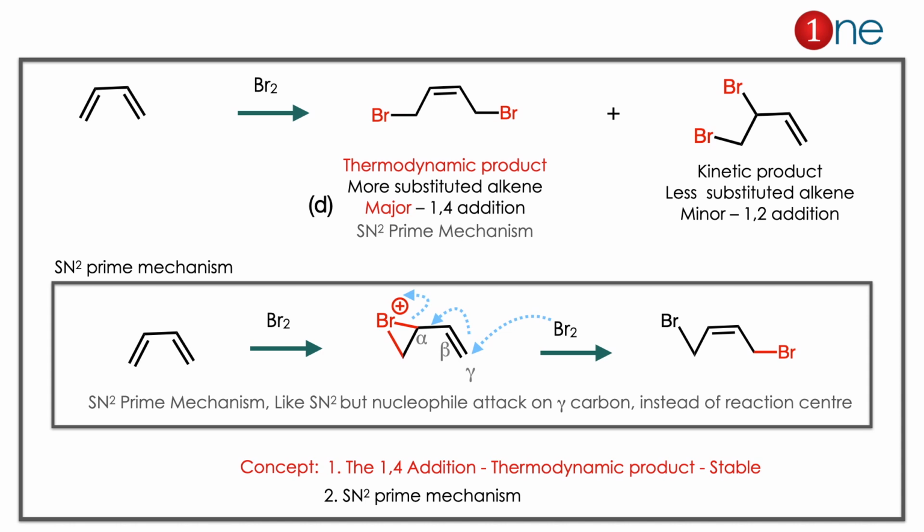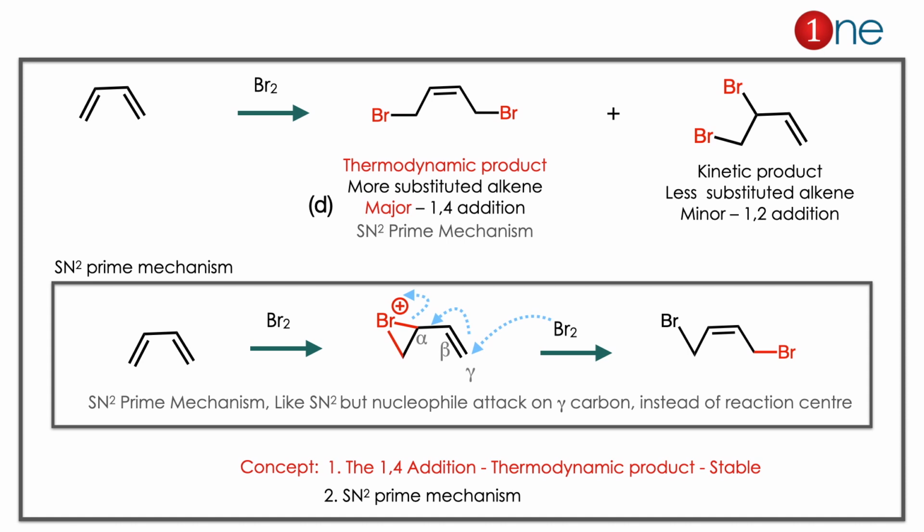It happens through the SN2 prime mechanism. SN2 prime mechanism is similar to SN2 mechanism. Nucleophile approaches, bromine leaves. Let us see a little bit more clearly. First step of the reaction is bromine attack. It forms a bromonium ion. Then in the second step, bromide attacks the gamma carbon. The gamma carbon is interesting. Everything is similar to SN2, only the attack is on a different carbon.